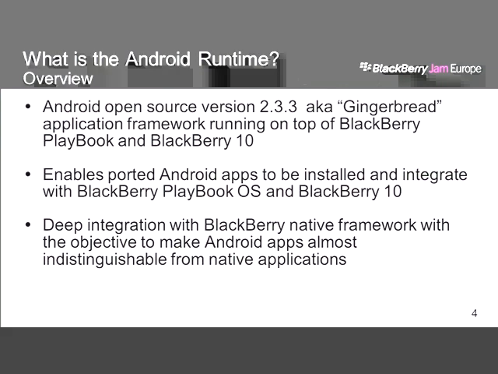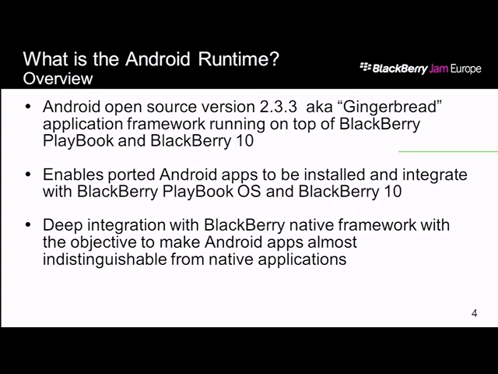I'll go over the overview quickly because you probably are familiar with it. The Android runtime is the Android open source framework built upon Gingerbread 2.3.3. You would have noticed from the keynote, the general session, that we've announced that we're working on bringing it up to a newer version of Android. We're currently working on Jelly Bean 4.1, which is hopefully going to be coming out sometime later this year. But right now, we're on Gingerbread.